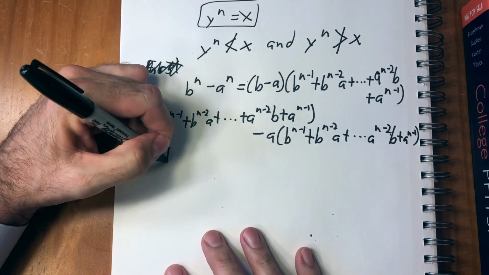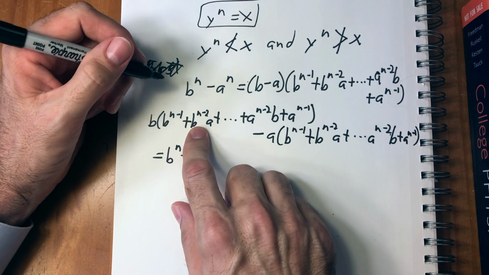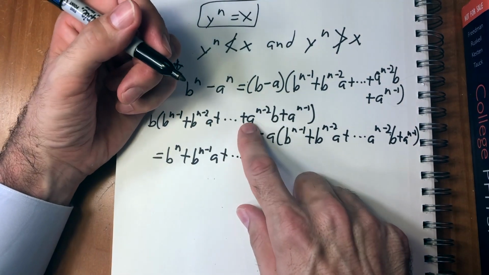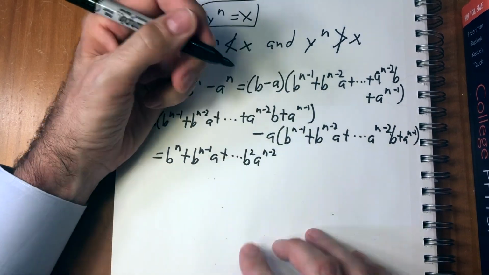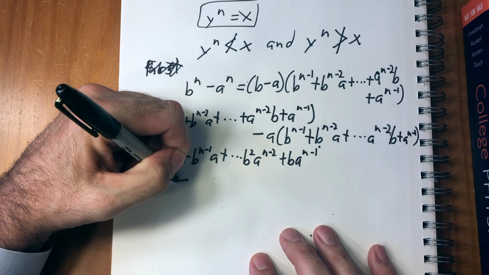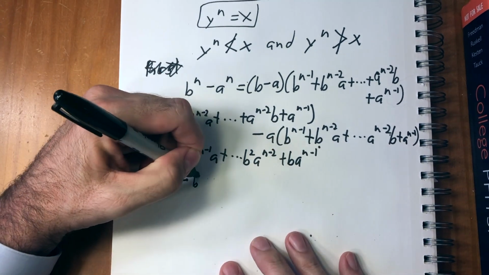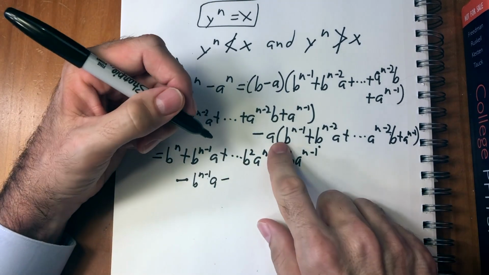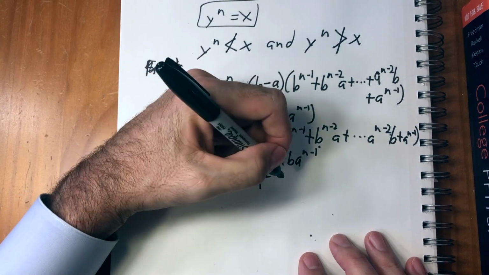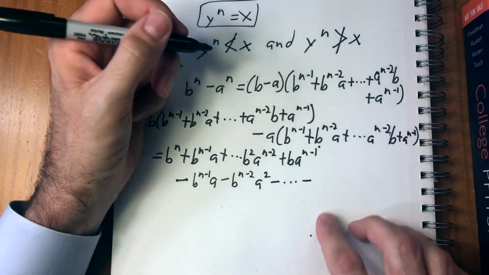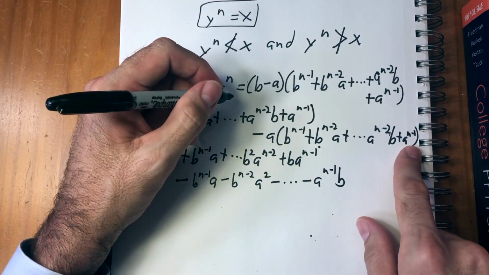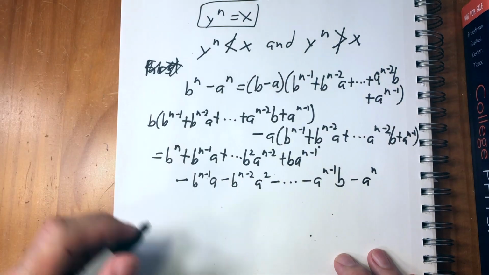So now if we multiply it through, we have b to the n plus b to the n minus 1 a plus, let's say, b squared a to the n minus 2 plus b a to the n minus 1 minus b to the n minus 1 a minus b to the n minus 2 a squared minus a to the n minus 1 b minus a to the n. So do you see what we just did?